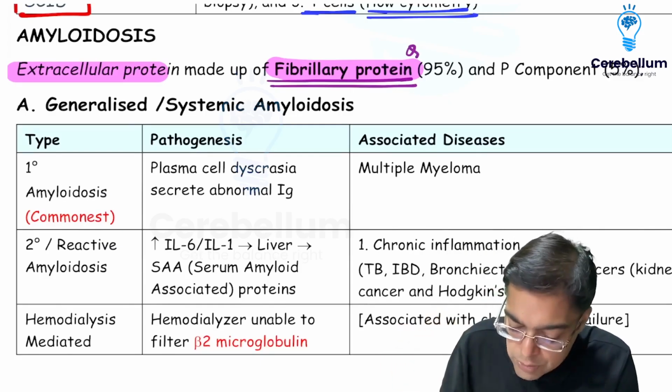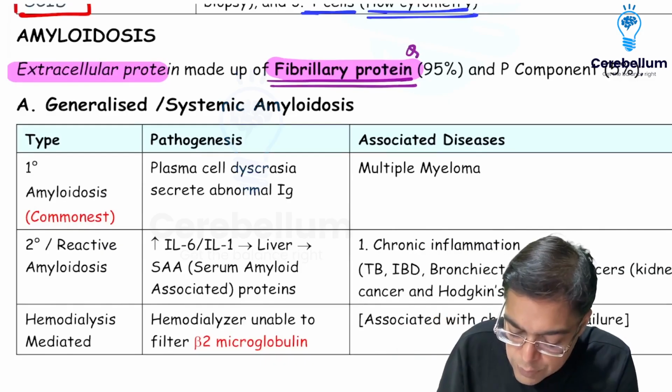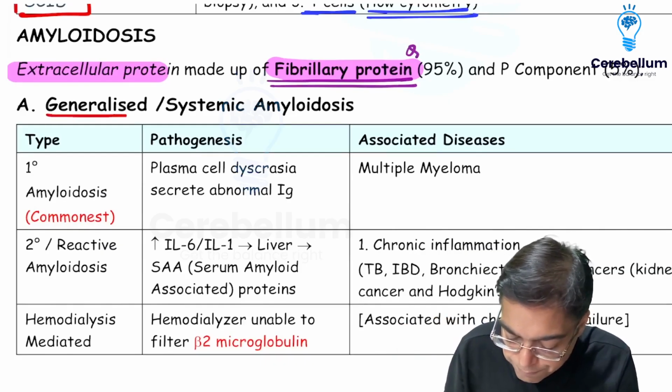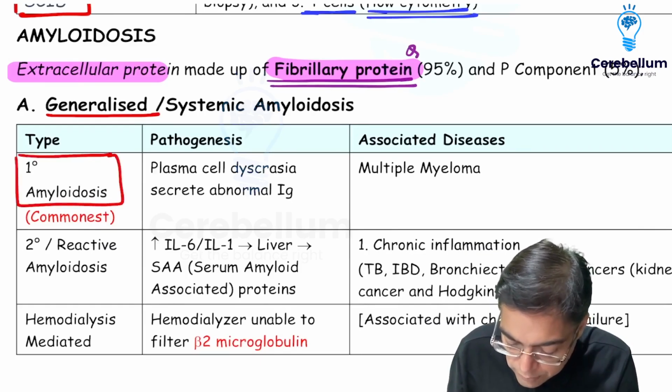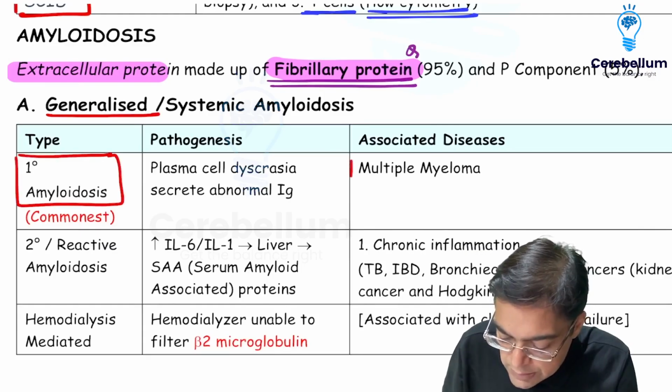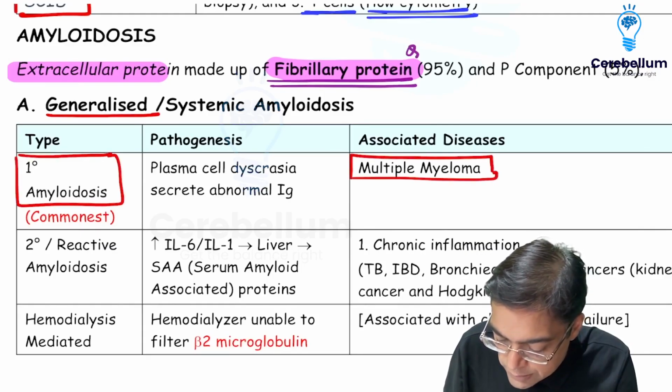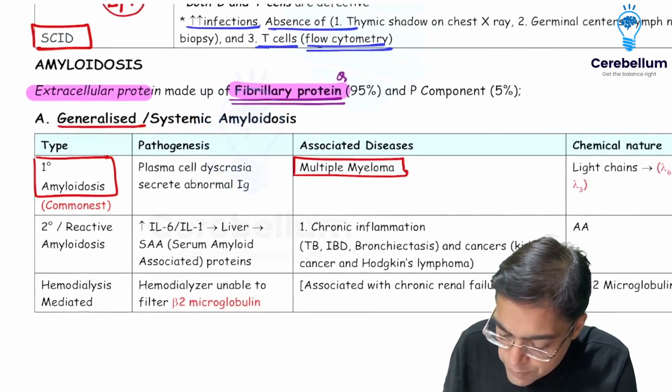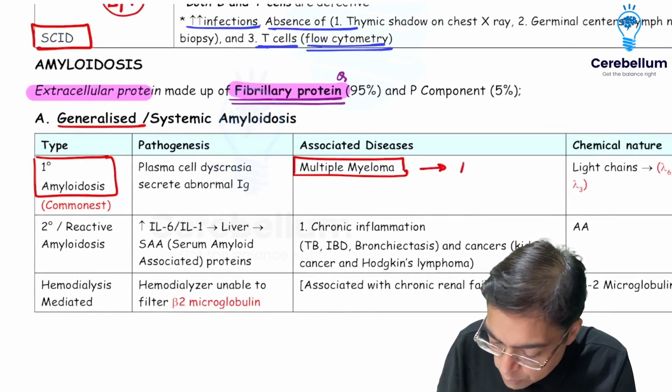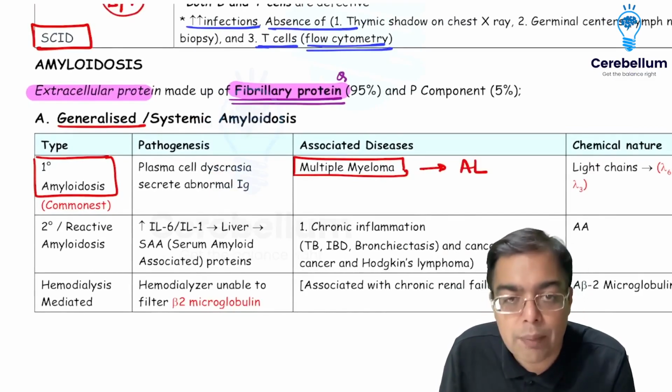When we are talking about generalized or systemic amyloidosis, this is characterized by multiple examples. The first one is primary amyloidosis, which is very common. That can be seen because of plasma cell dyscrasias, conditions like multiple myeloma. In these patients the chemical nature of the amyloid is going to be AL, because there is formation of light chains in higher amounts.